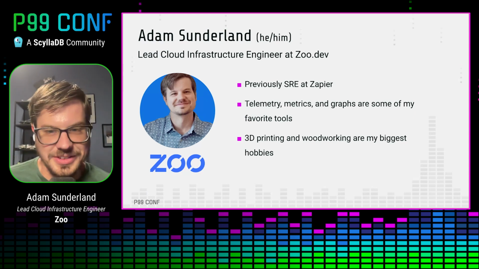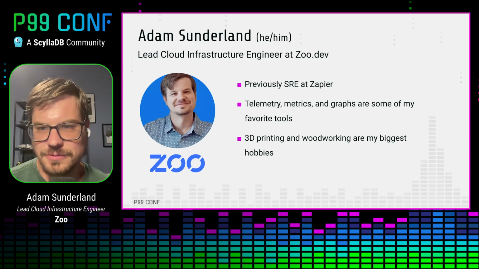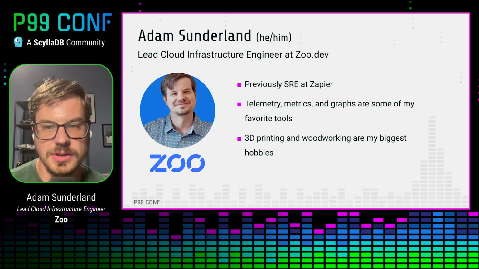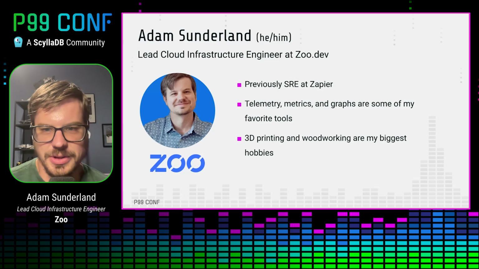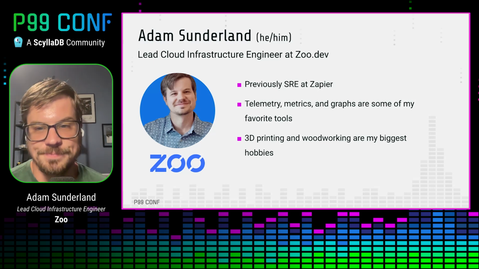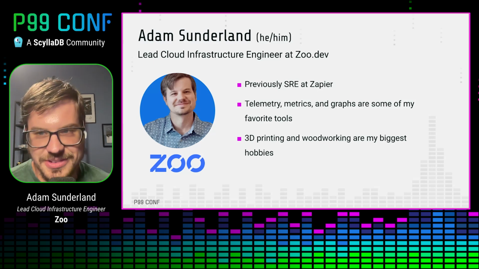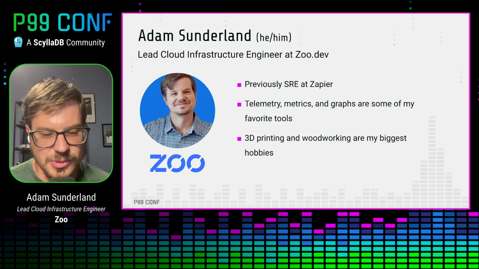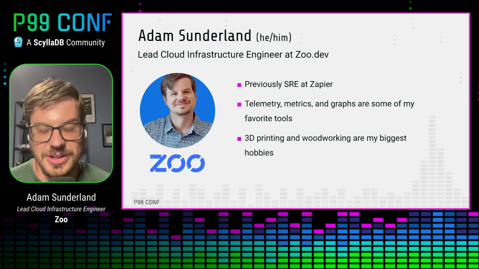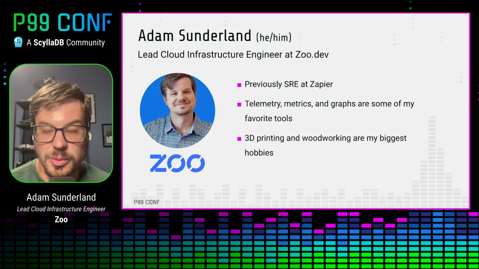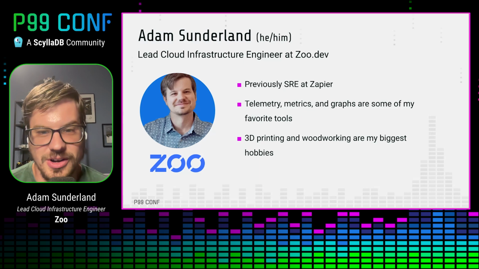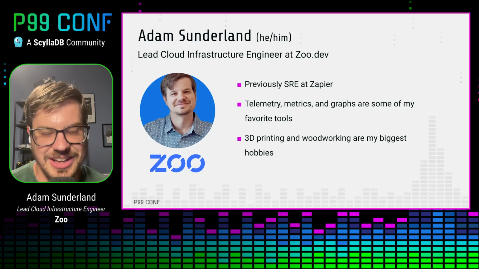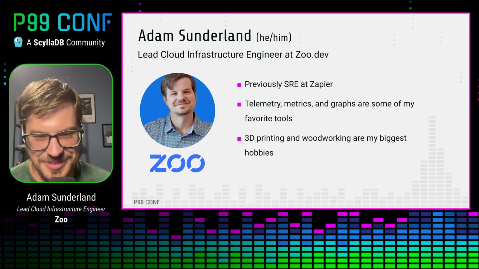So, like I said, I'm Adam Sunderland. I work on infrastructure here at Zoo. Previously, I worked as a site reliability engineer at Zapier, where I helped scale their application to running many tasks for many users. I love telemetry, metrics, and graphs, and I love using them to understand the applications that I'm running. 3D printing and woodworking are my biggest hobbies, and it's really exciting that I get to work on a cloud application that kind of supports those hobbies. I'll hand it over to Adam to introduce himself.